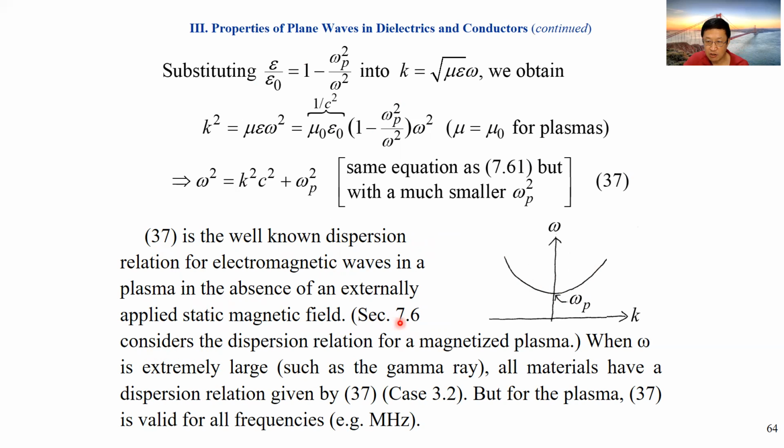Consider section 7.6, the dispersion relation for a magnetized plasma. When omega is extremely large, all materials have a dispersion relation given by this one. But for plasma, it's valid for all frequencies. Okay, pretty good. That's the end.